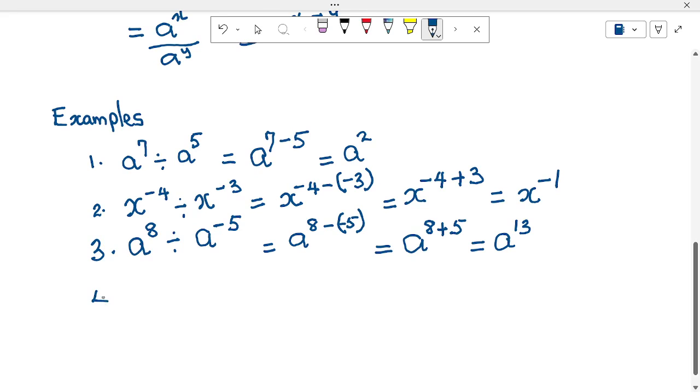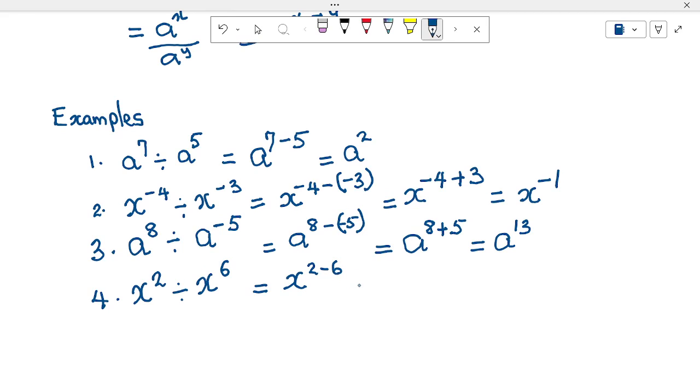So we go to our last example before we end this class. x raised to power 2 divided by x raised to power 6. Someone tell me what that would be. Okay, good. You have x raised to power 2 minus 6.